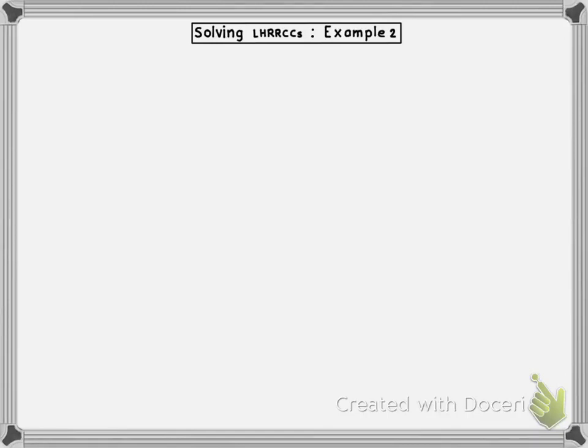Welcome back. In this last segment, we're going to look at a second example of how to solve a LHRRC. In fact, I want you to go ahead and find the general solution to this recurrence relation using the algorithm, and then come back and check your answer here.